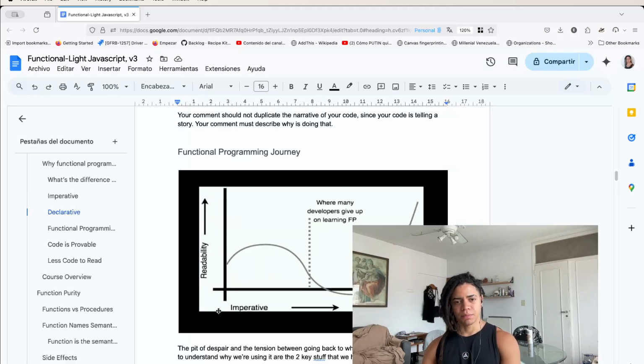What this is describing is the journey of a functional programmer. You initially start with imperative, and then you realize that it's quite hard to read, to understand, and therefore even to fix. All right.